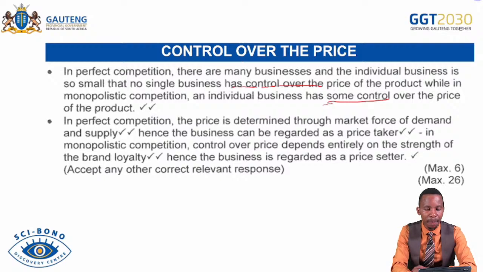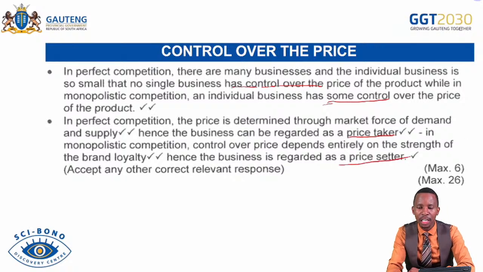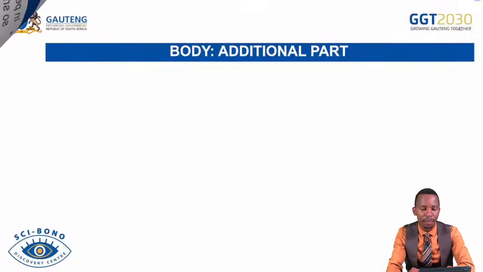In perfect competition, the price is determined through market forces, demand and supply within the industry. Hence, the business can be regarded as a price taker. In the monopolistic competition, control over the price depends entirely on the strength of the brand loyalty. Hence, the business is regarded as a price setter. This gives you the maximum of 6 marks.